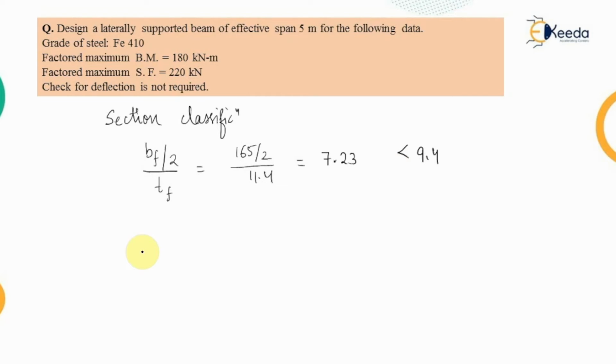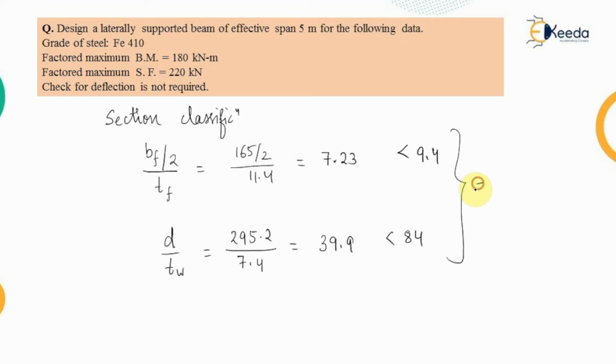The other ratio will be taken for the web, that is the D by TW ratio. This D value is calculated as 295.2, while this TW value, the thickness of the web, is 7.4. From here we have calculated this value to be 39.9, which is less than the 84 value. Based upon these two parameters, we will classify this section as the plastic section, because these limits are for the plastic section. That means our section will behave as a plastic section.